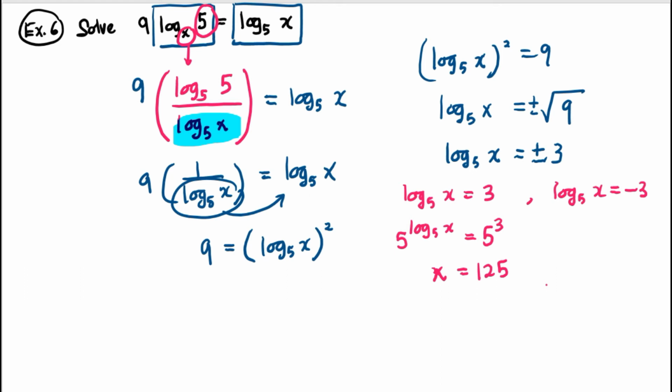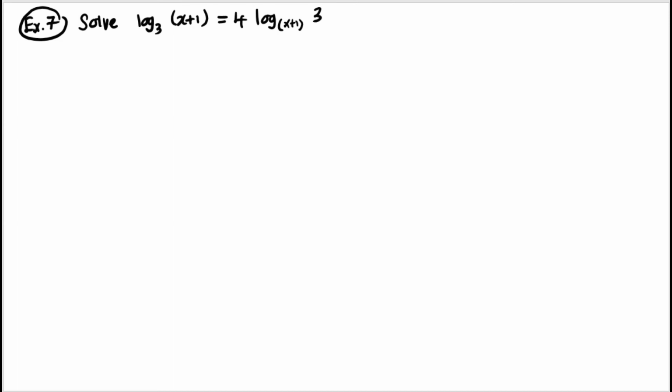Another one, suppose this one is using the rule. If I don't want to use the rules, I just move this 5 and this will go up. So it will be x is equal to 5 to the power of -3. Now I have x given by 1 over 5 to the power of 3, so x is actually 1 over 125. So we have two answers in this case.